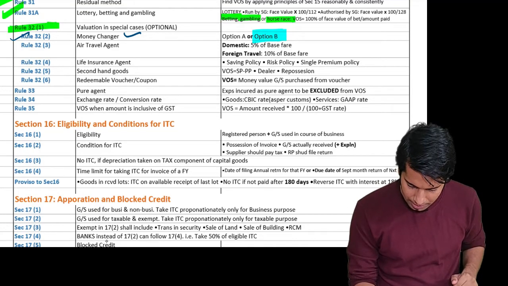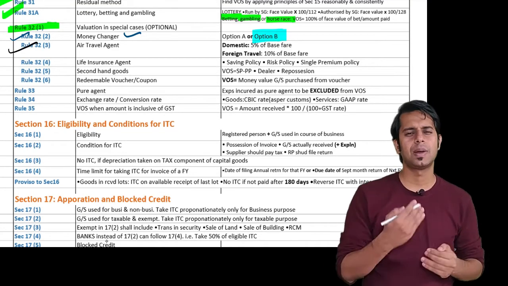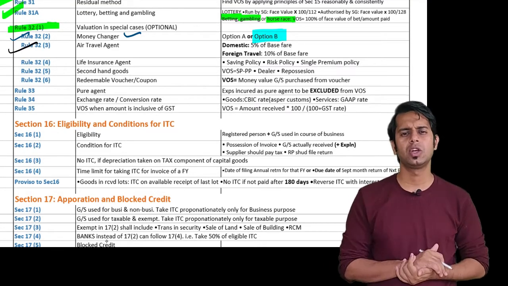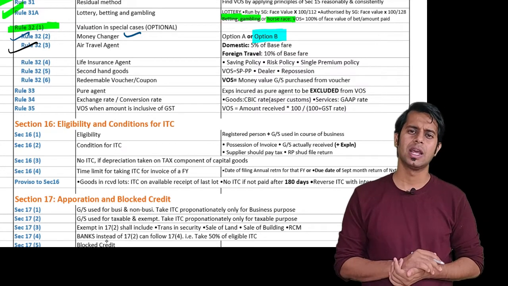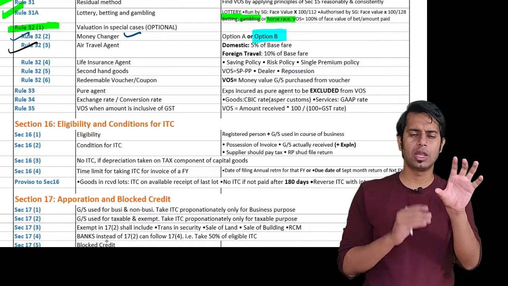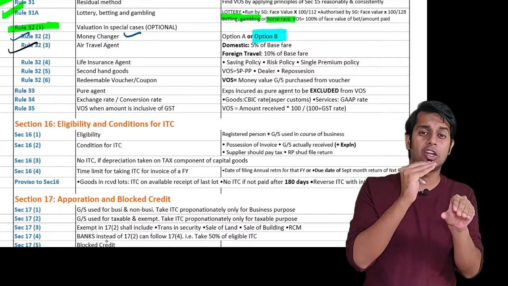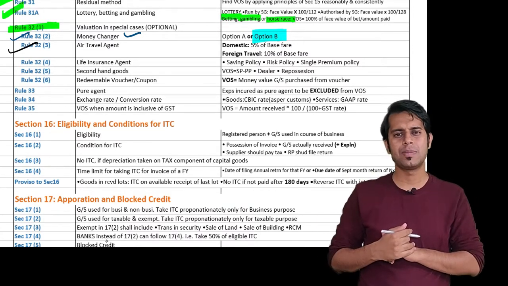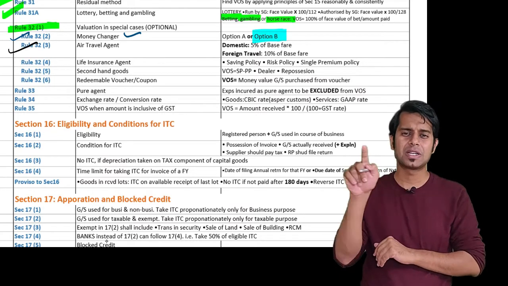Then we have rule number 32 sub rule 3, which is applicable to an air travel agent. Now, air travel can make domestic booking or international booking. If he is making a domestic booking, then the value of supply will be 5% of base fare. If he is making an international booking, then the value of supply will be 10% of base fare.